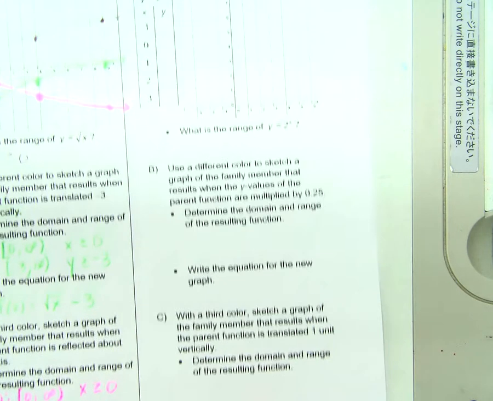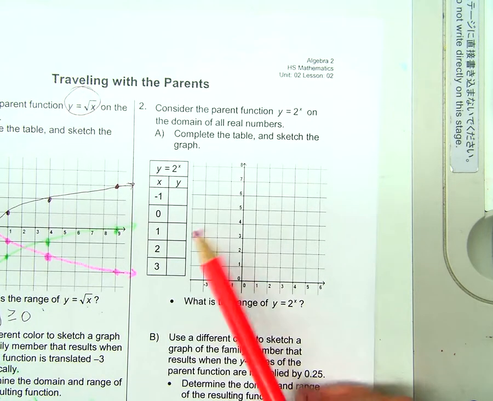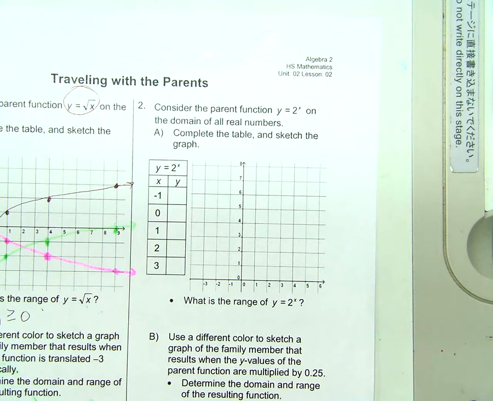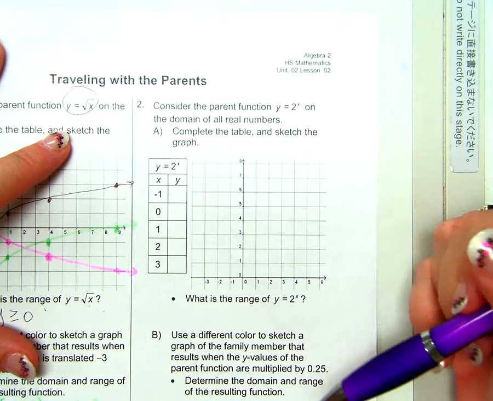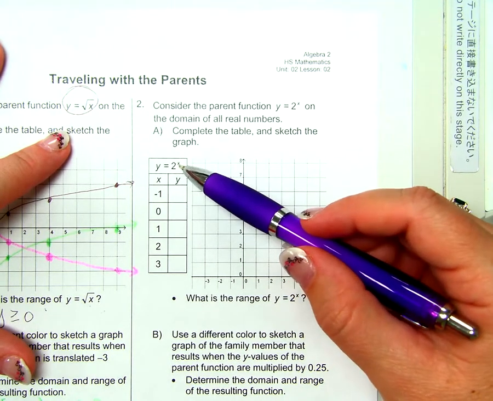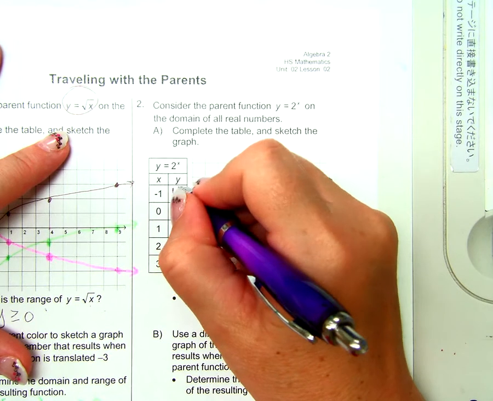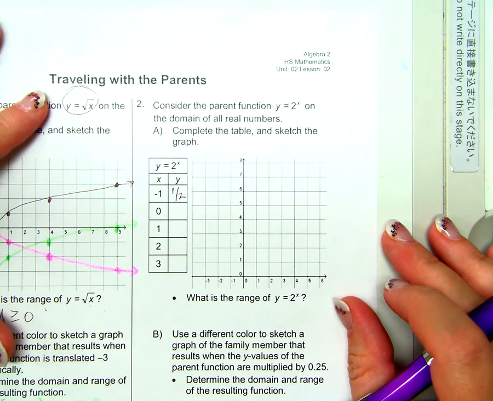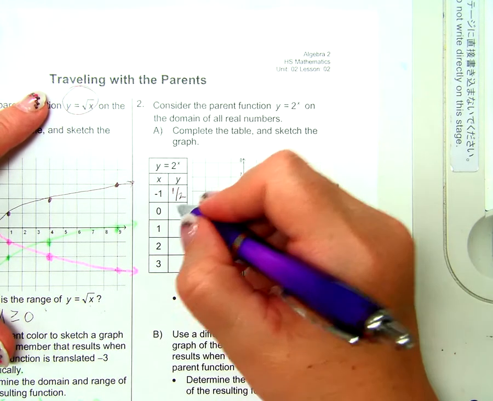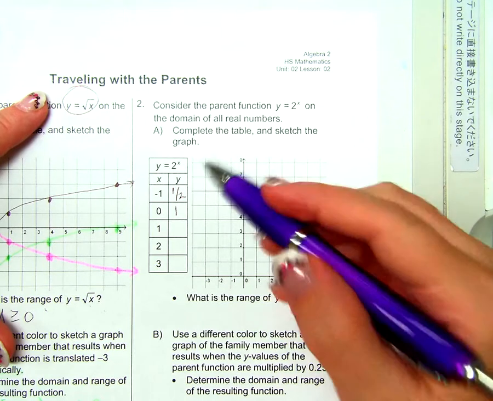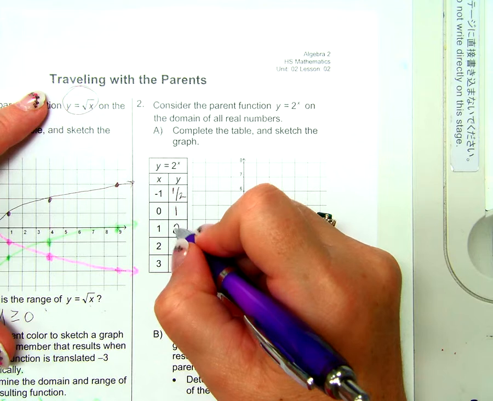Okay, I'm going to get you started on this one, and you're going to finish the rest by yourself. Okay? Let's fill in the table. Here's the parent function. It wants us to use y equals 2 to the x power. What is 2 to the -1 power? It's 1/2. What is 2 to the 0 power? 1. What is 2 to the first power? 2.